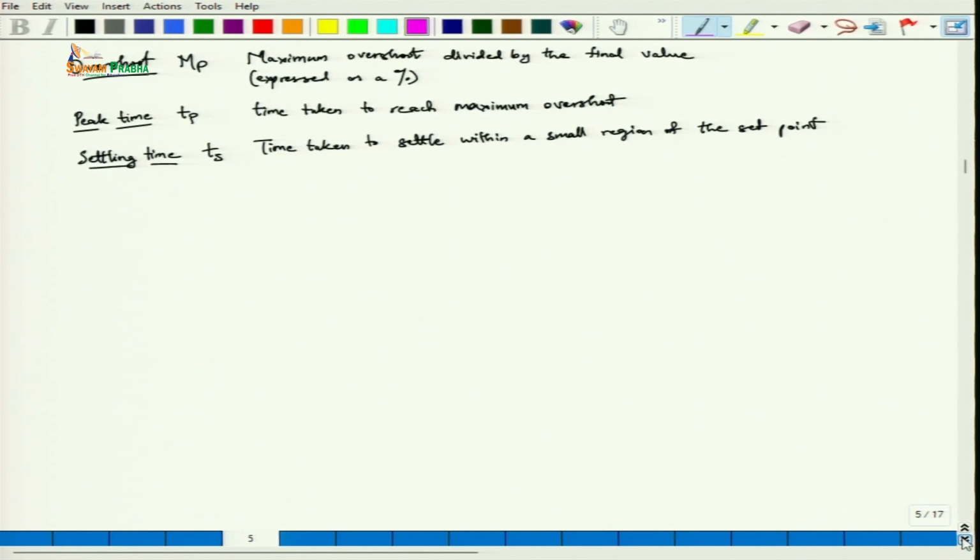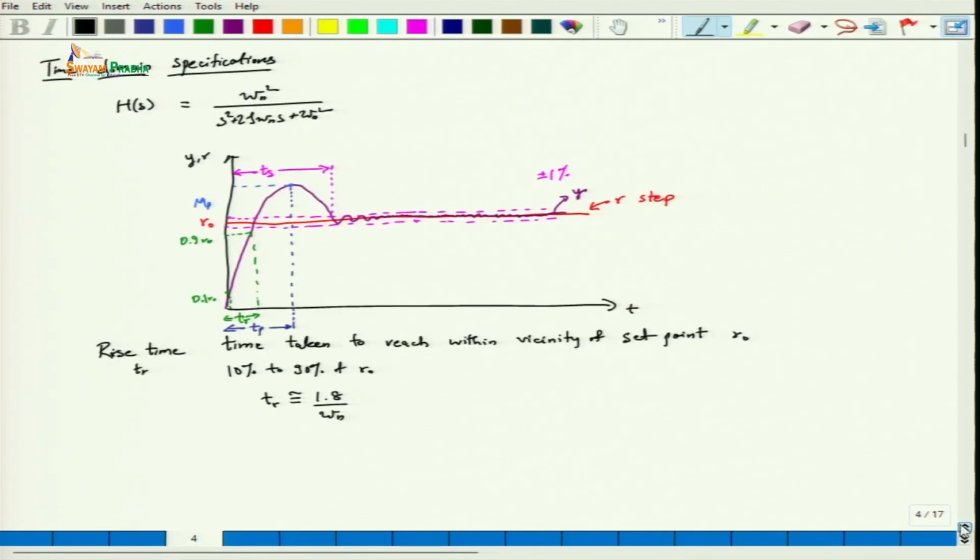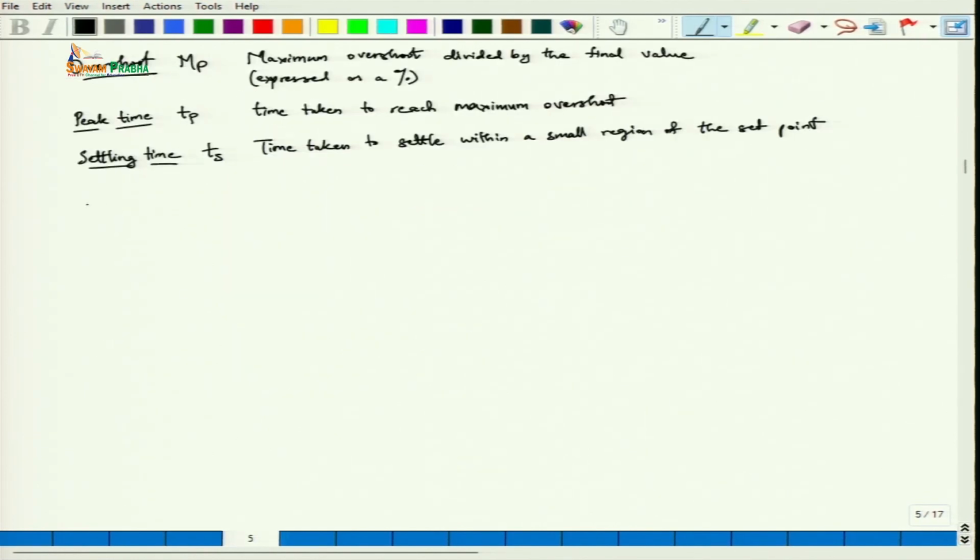So now let us derive expressions for MP, Tp and Ts. For the overshoot, as you will see, we will need to derive the expression for Yt. To go about that, we will be focusing on what we did in the last two classes. Since this is a step response, Ys will be basically H of s divided by s. If we look at the Laplace tables, we can get Yt to be of this form.